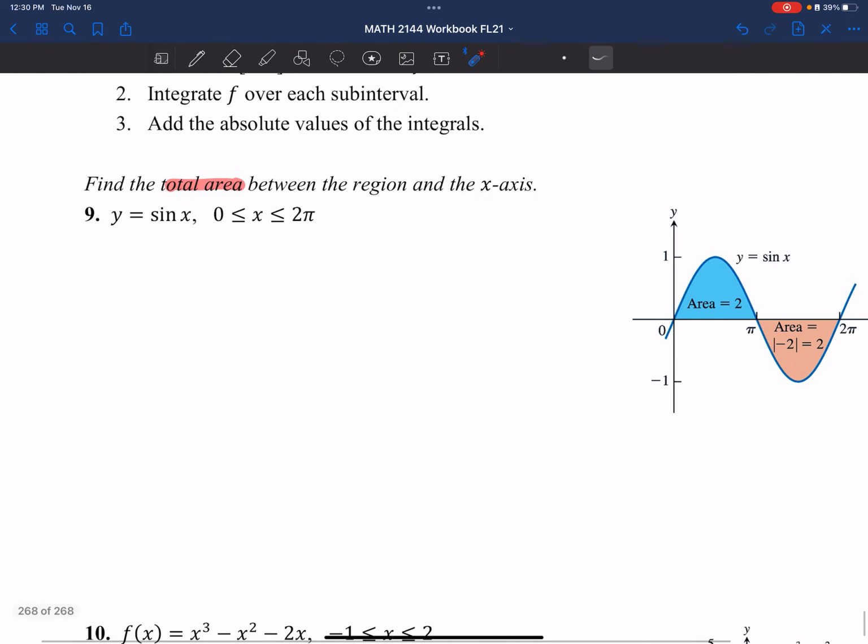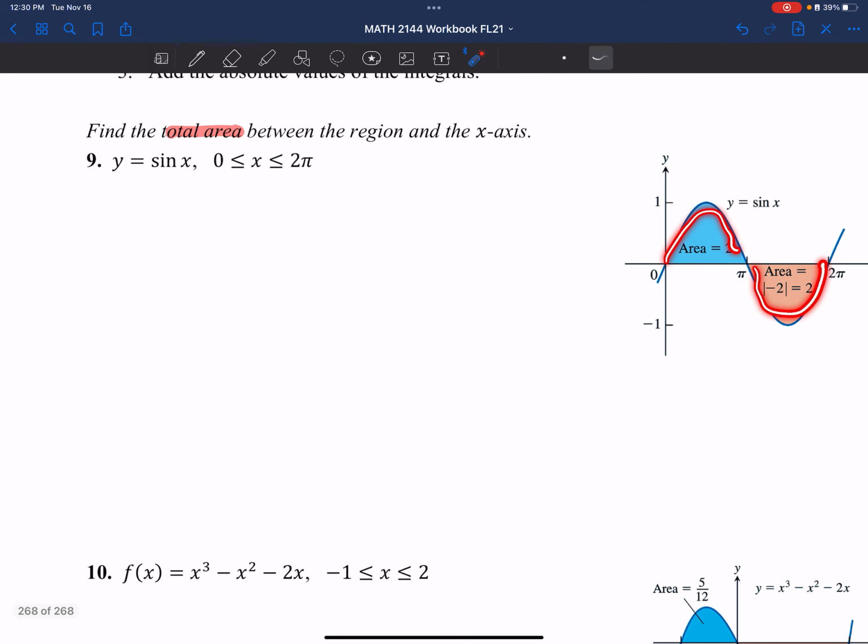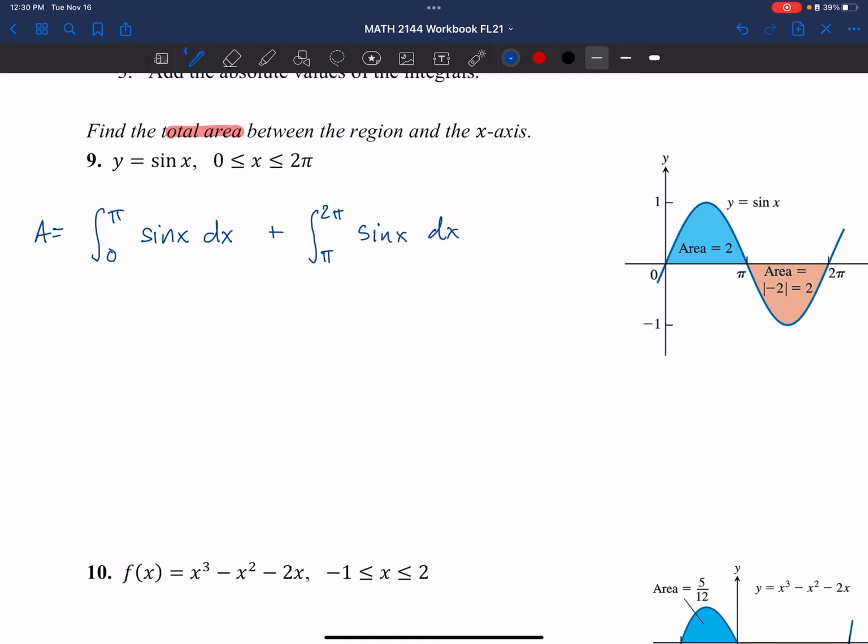So we're asked for the total area, and you see it over here. We have some positive area and some negative area. So to get the area, we have to set up the first integral from 0 to pi of sine of x dx, and then add to that the integral from pi to 2 pi of sine of x dx. That will give you the total area.